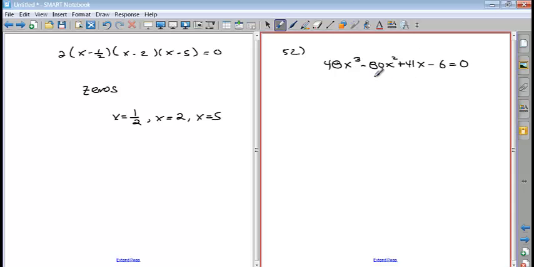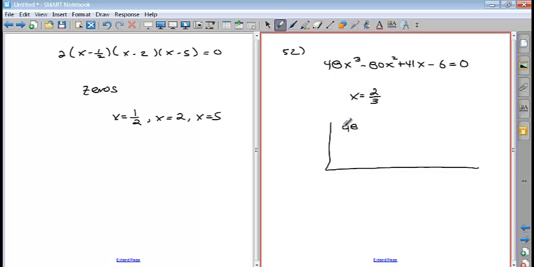So in this case, usually the first thing you look for is, can I factor out an x? But I can't, so that's not going to work. And also we're given that x equals 2/3 is one of the zeros. Over here we were given x equals 1/2. So again, we can use synthetic division.